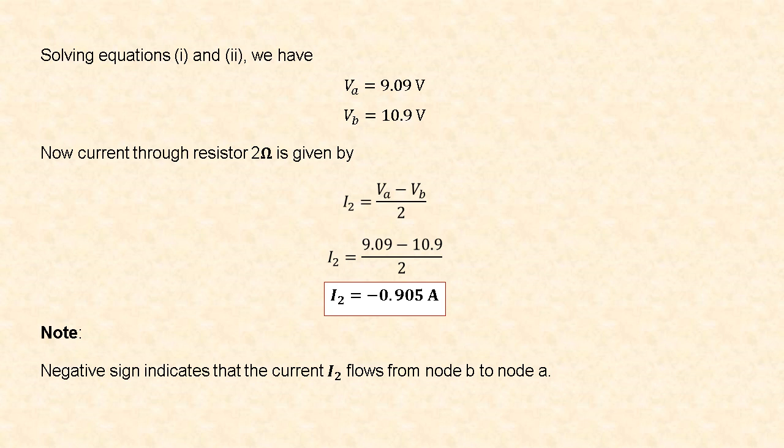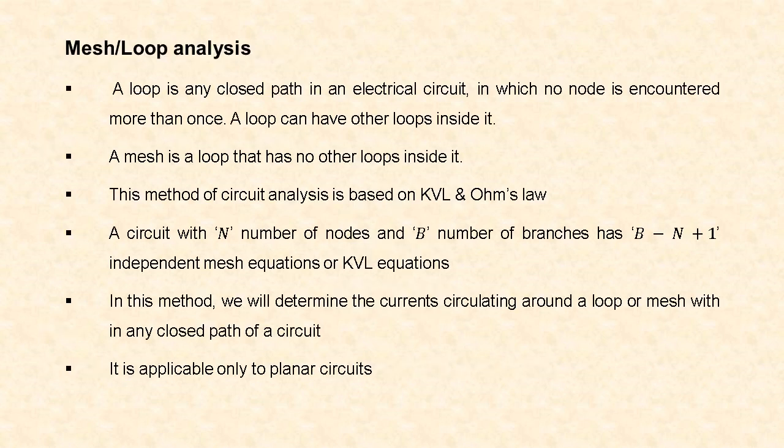Remember that if we get a negative sign, the actual current flows in the direction opposite to the assumed direction. Now let us see mesh or loop analysis. A loop is any closed path in an electrical circuit in which no node is encountered more than once. A loop can have many other loops inside it.